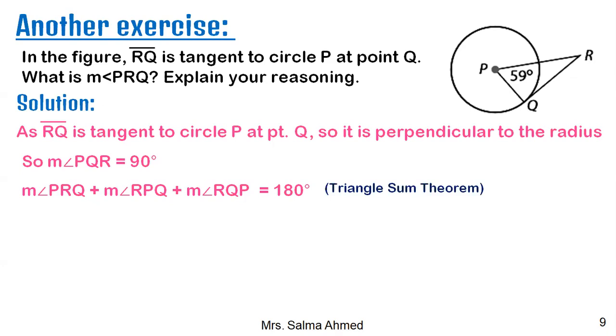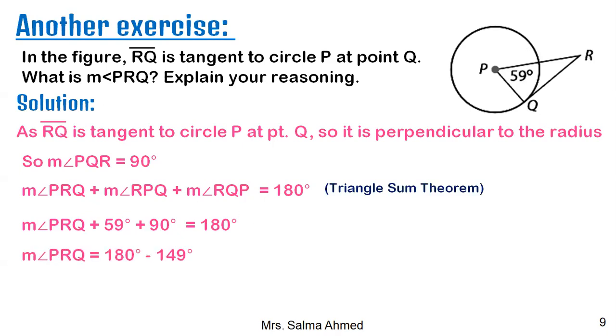Let's substitute the known angles that we know. So measure of angle PRQ that I need to find, plus 59, here is 59, plus the 90 from the theorem that we took a while ago, equals 180. By adding 59 and 90 by calculator, it will be 149. I'm going to move it to the other side with a different sign. So measure of angle PRQ equals 180 minus 149 degrees. By using your calculator, it will be 31 degrees. So measure of angle R or PRQ is 31 degrees.